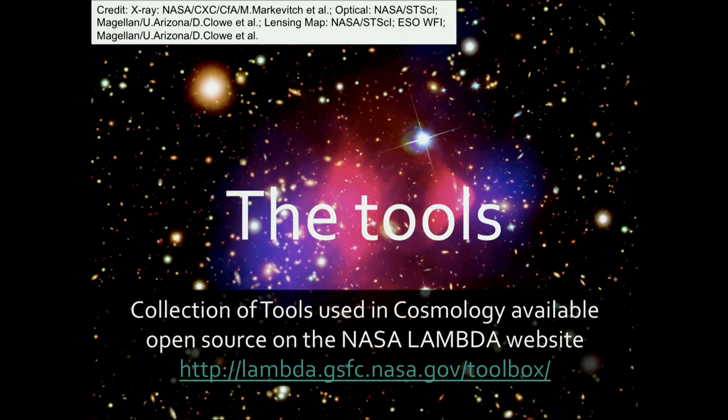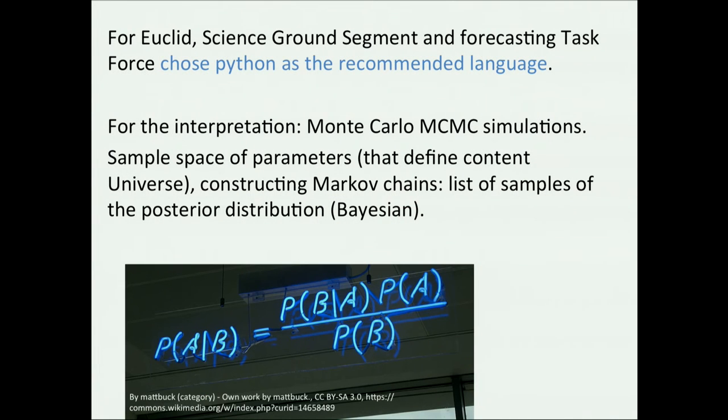Yeah. So for the future missions, Euclid in particular, the whole ground segment, and also all the forecasting activity that I lead have chosen Python as the recommended language. So most of it will be in Python. For the actual interpretation, at least for the interpretation of the Planck data, of course you need to do simulations. We use Monte Carlo Markov chain to compare the data with the whole parameter space of the theoretical models, of the predictions of the theoretical models. And we use Bayesian analysis with that.